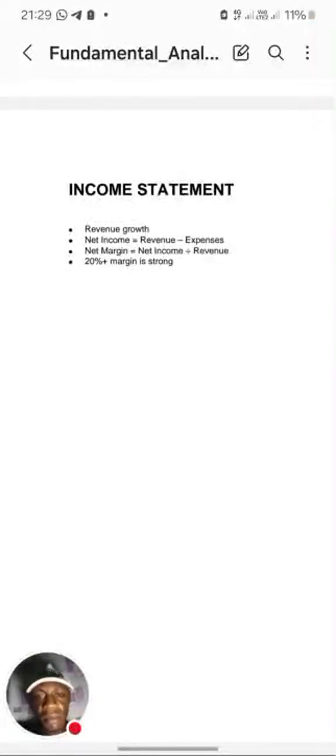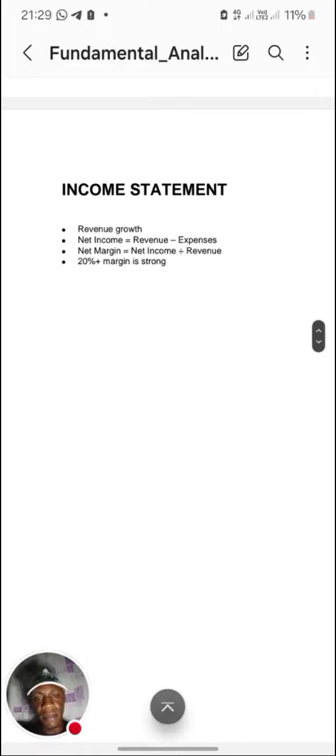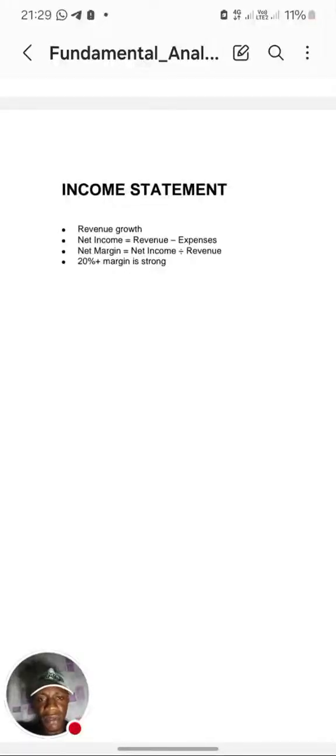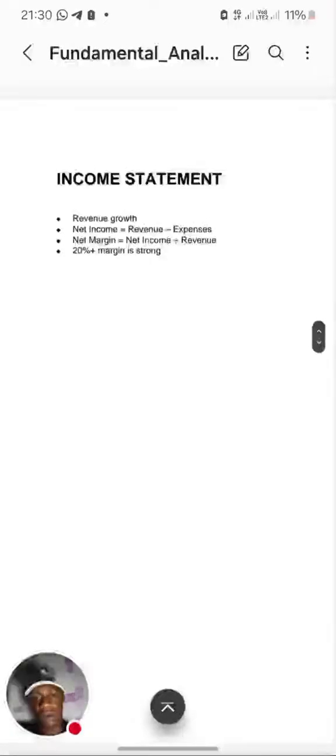Income statement. Now, income statement has to do with the revenue growth, the net income, the net margin, and so on and so forth. Just like when I was explaining, there has to be an indicator of growth over time in revenue and in profitability. Profitability has to be growing, like it has to be in an uptrend for you to know this company is good. And the net income is equal to revenue minus expenses. We all know that's right. So when you subtract expenses from the revenue, we have net income, and that is what we're working with.